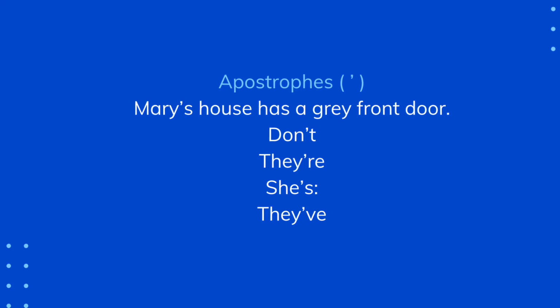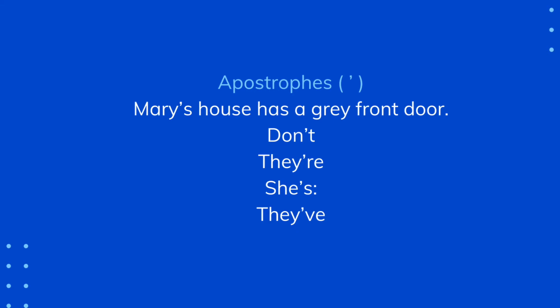Let's look at some examples of omission. Don't. Don't is a contraction of do and not, with the O in not replaced by the apostrophe. They're. They're is a contraction of they and are, with the A in are replaced by the apostrophe.